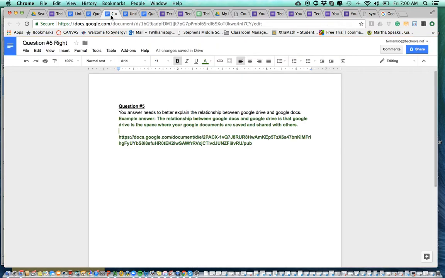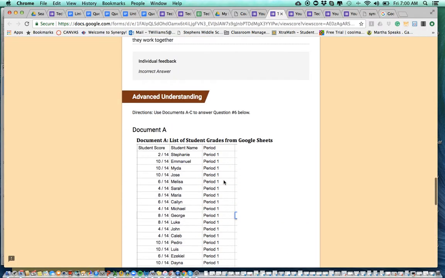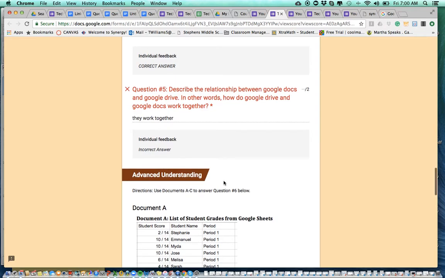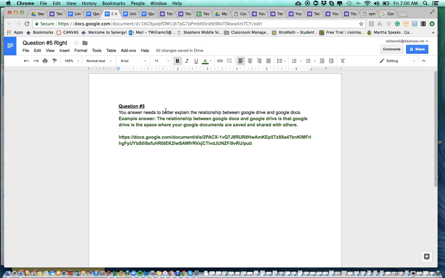All right, and then for question number 5, that was a pretty simple answer. You just needed to give me the relationship between Google, not what they had in common, but how do they help each other? How do they work together? And so that answer was pretty simple. It says the relationship between Google Docs and Google Drive is that Google Drive is the space where Google documents are saved and shared with others. So Google Documents is the same thing as Google Docs. That's what I mean. So basically, Google Drive and Google Docs work together because that's where the documents are saved and shared in Google Drive.